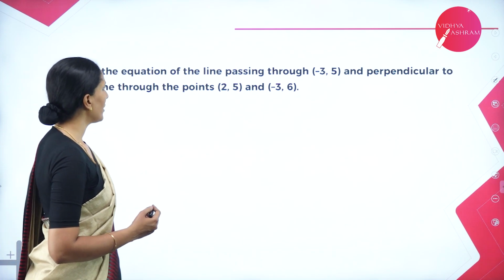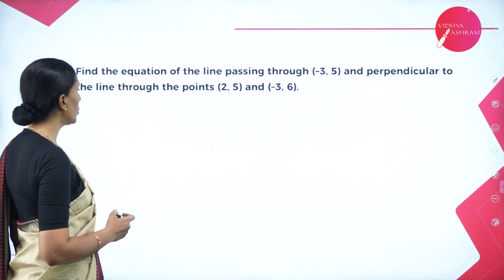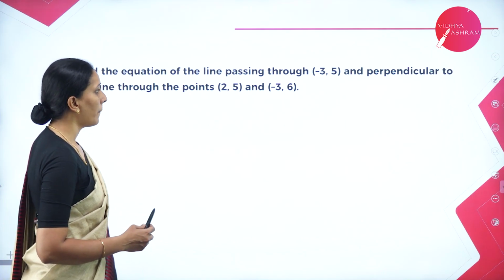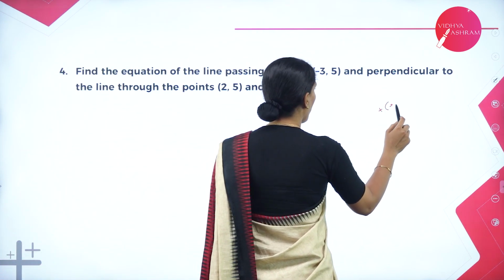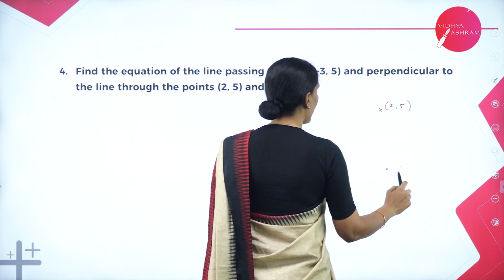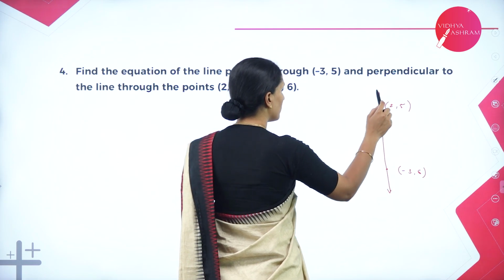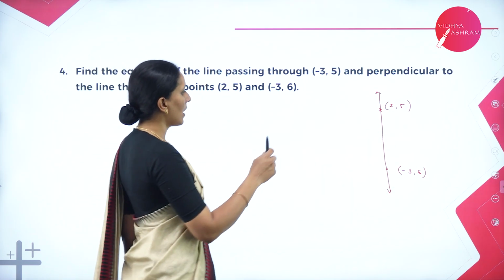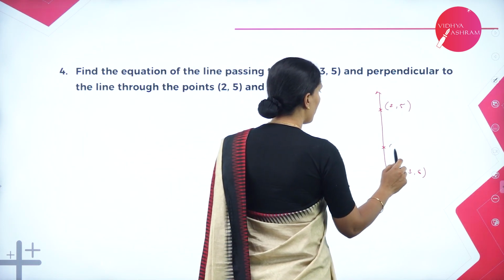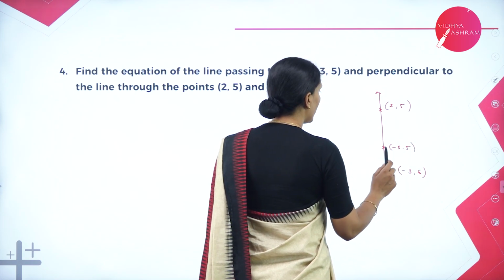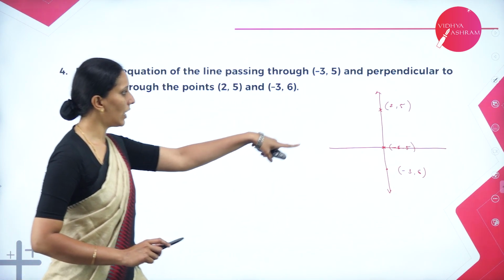Next one: find the equation of the line passing through (minus 3, 5) and perpendicular to the line through the points (2, 5) and (minus 3, 6). So we have 2 points, (2, 5) and (minus 3, 6). A straight line is passing through these 2 points and the required line is passing through the point (minus 3, 5), somewhere here. So let this be (minus 3, 5). It is passing through this point, somewhere like this, and it is also perpendicular to the other line.